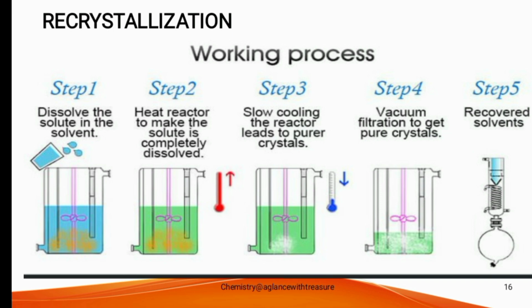The next technique is recrystallization. Here in this technique, it has exactly the same procedure as that of crystallization. The only difference is step 4 and that of step 5. The first step is to dissolve the solute in the solvent. The second step is to heat it so that the solute will dissolve completely. The third step is to cool it in order to get purer crystals. The fourth step is to use vacuum filtration to get pure crystals. Now the last step, which is the fifth step, is to recover the solvents. This is all for recrystallization.